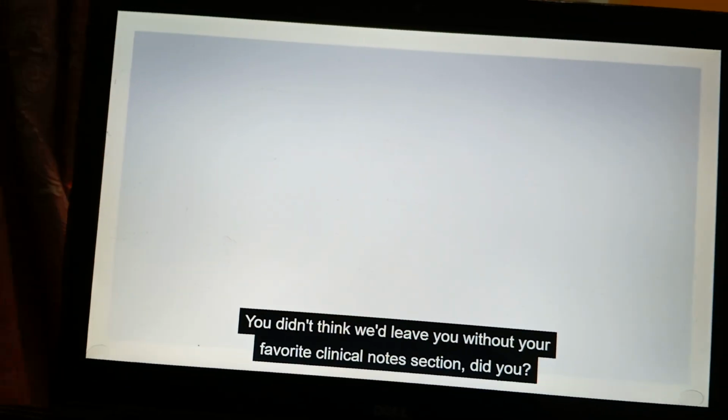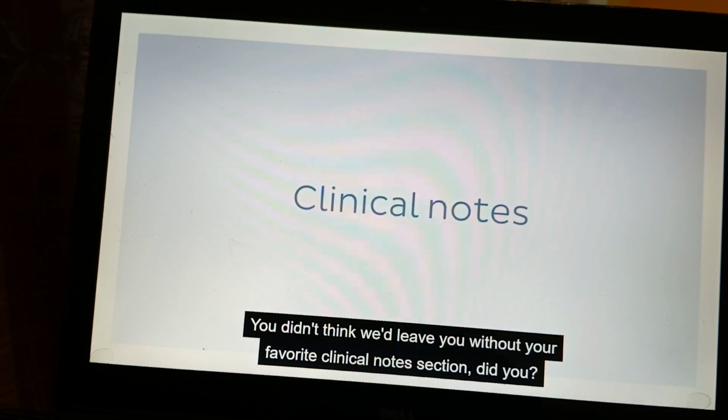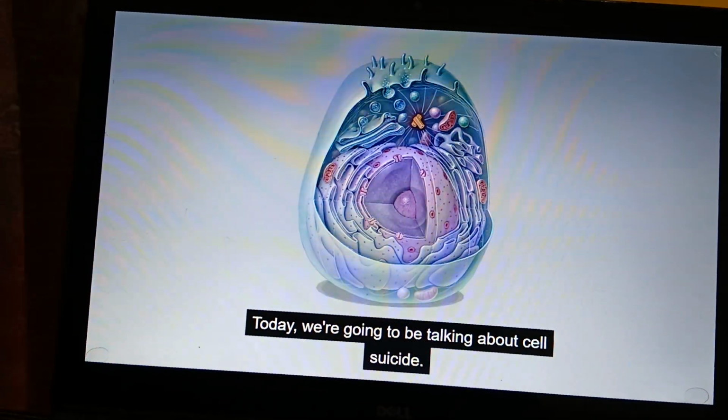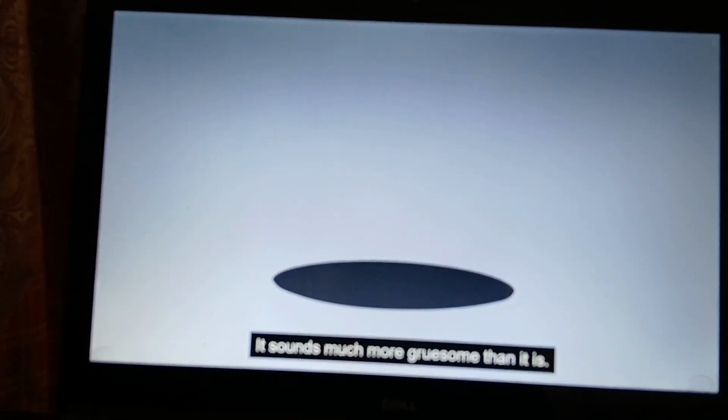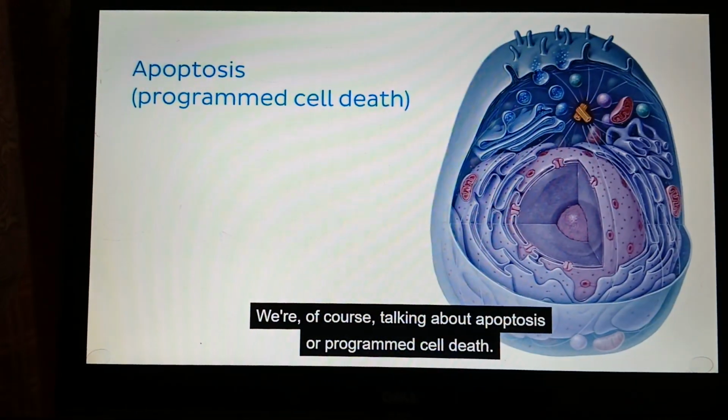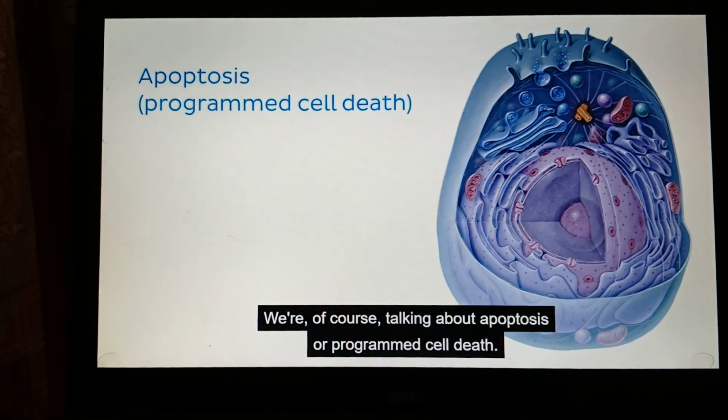You didn't think we'd leave you without your favourite clinical notes section, did you? Today we're going to be talking about cell suicide. Now, don't be afraid, it sounds much more gruesome than it is. We're of course talking about apoptosis, or programmed cell death.